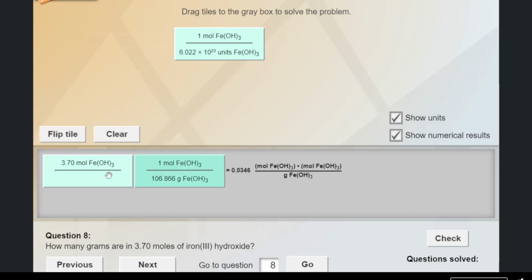Since we start with moles, we have moles on top, we need moles on bottom, and you can tell from this tile that this is incorrect. We have our molar mass, we have our moles, but it's the wrong orientation. So you flip the tile, and now we have moles on top, moles on bottom, it cancels. Now notice that in our conversion factor, we have a number other than 1 on top. So we multiply 3.70 times 106.866 grams. You multiply these two, that gives you 395 grams of iron 3 hydroxide.